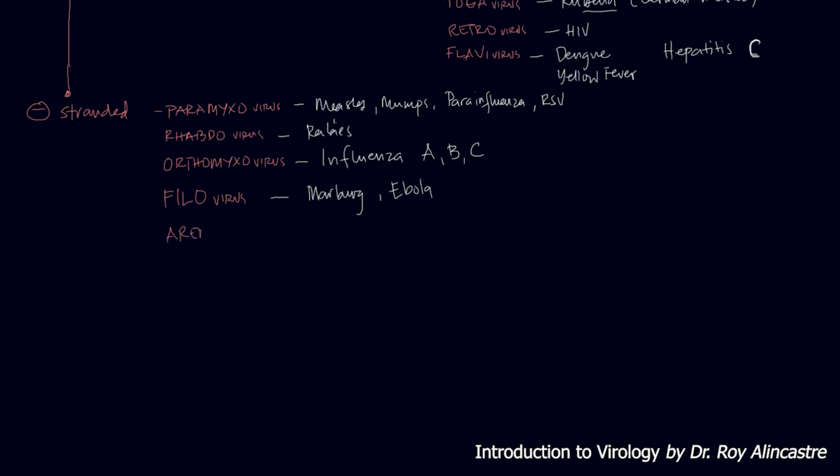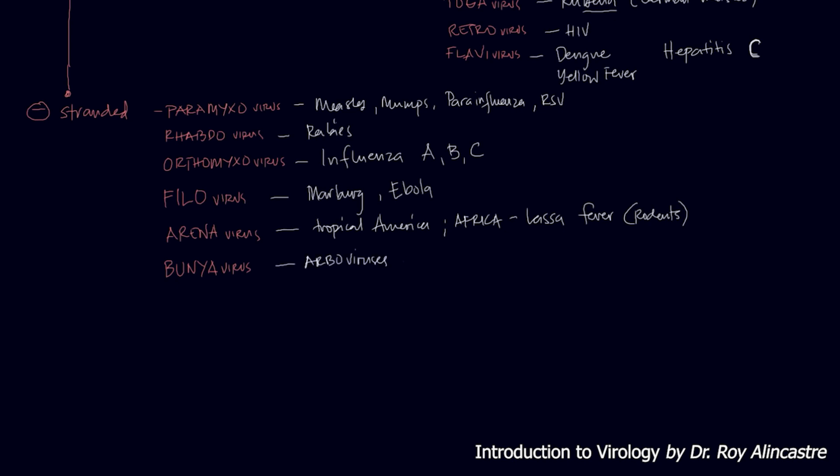You have the arenaviruses. Most members of this family are unique to tropical America. And usually they cause chronic infections in rodents, like the Lassa fever virus in Africa. And then we have the Bunyaviruses. Majority of these viruses are transmitted to vertebrates by arthropods, or arboviruses. Hantaviruses, which are also Bunyaviruses, are not transmitted by arthropods but by rodents.